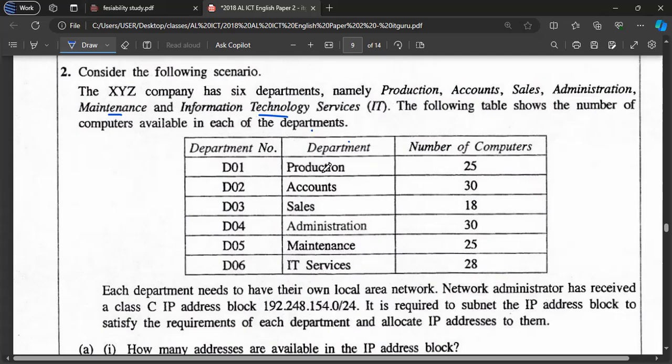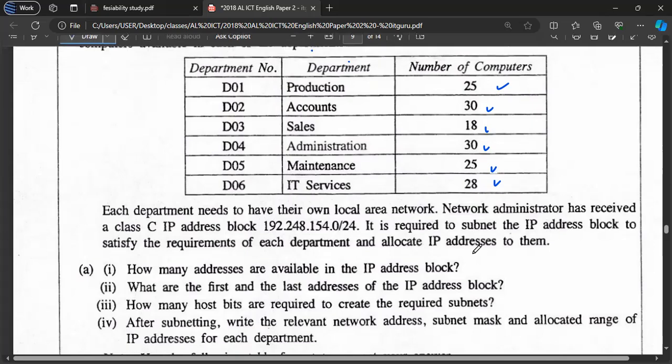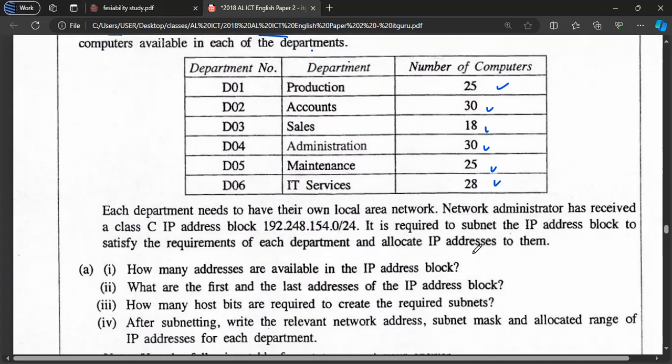So production has 25 computers, accounts 30, sales 18, administration 30, maintenance 25, then IT services 28. Each department needs to have its own local area network, LAN. A network administrator has received a Class C IP address block, 192.248.150.0/24. It is required to subnet the IP address block to satisfy the requirement of each department and allocate IP addresses to them. The first question is, how many addresses are available in the IP address block? That is the first question they have tested.